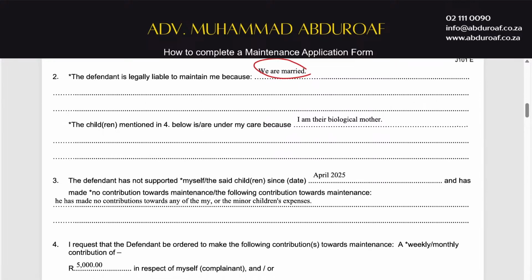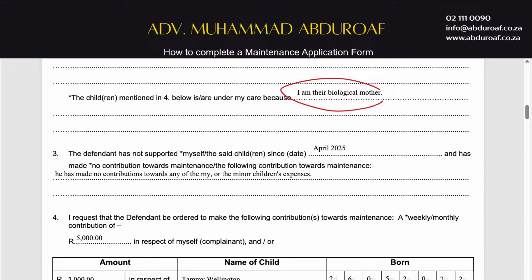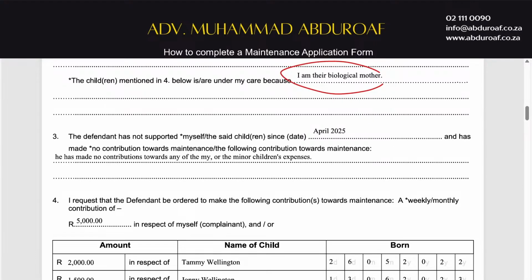And then why should he pay towards the kids, or why should you be able to claim for these kids? Because you are the biological mother of these specific children. So you have to include that, so the court will understand what the issues are that the court will have to deal with. So in this example, you are claiming personal maintenance for yourself because your husband is no longer caring for you, you left the home, and you want money as well for the minor children.